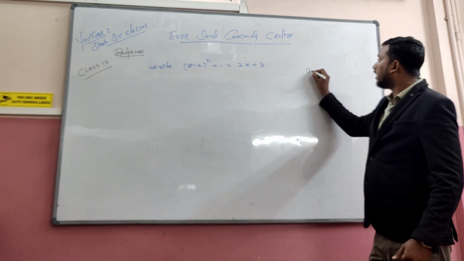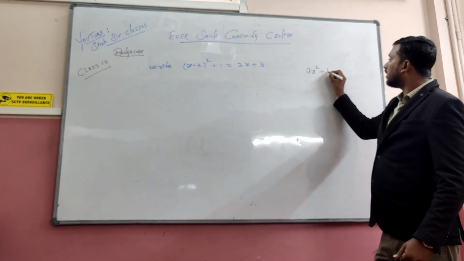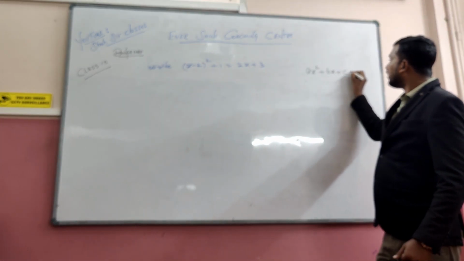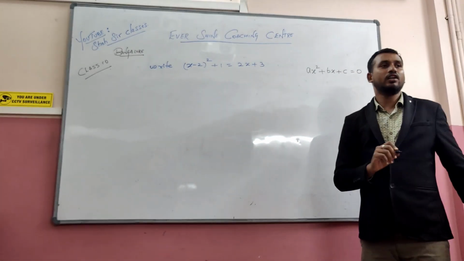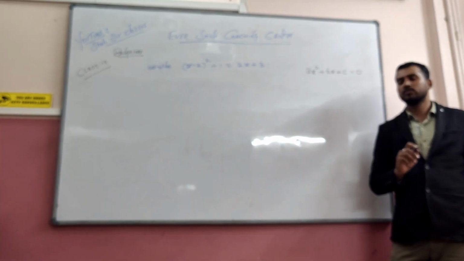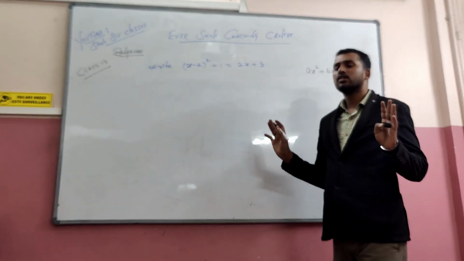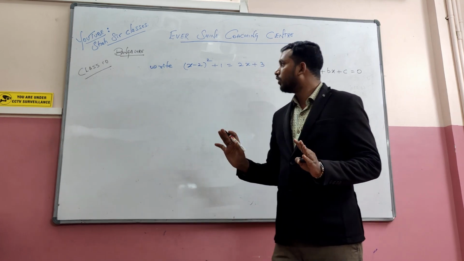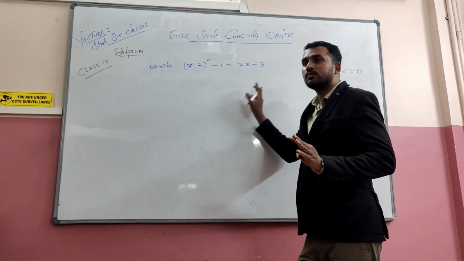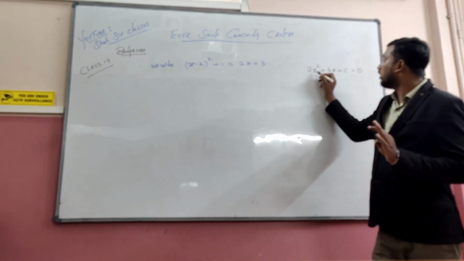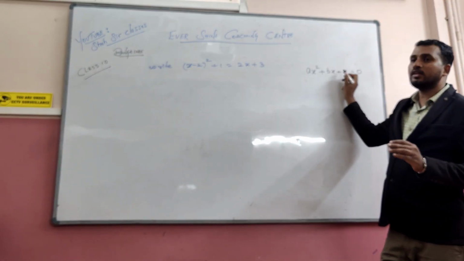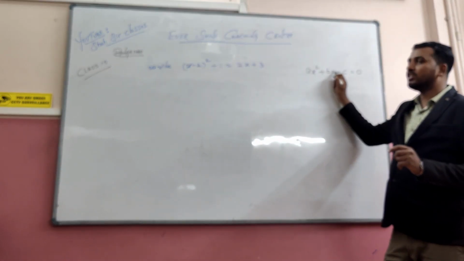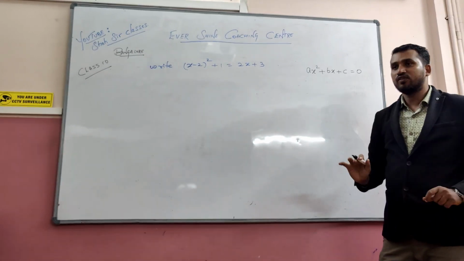Very good. ax square plus bx plus c equals 0. This is the standard form of a quadratic equation. I hope you remember this, isn't it? You remember or not? Yes, sir. Are you sure? Yes, sir. Good. Now is it in this form? No. See here, x power 2, x power 1, constant. Second degree, first degree, constant. It should be in that form.